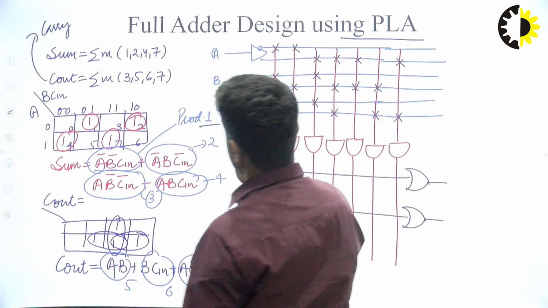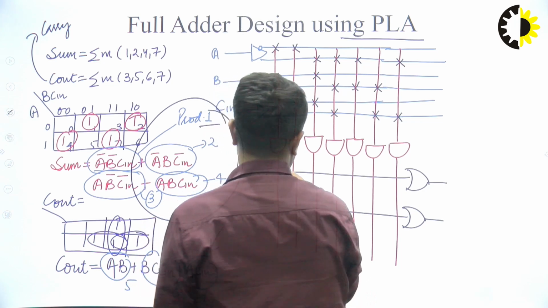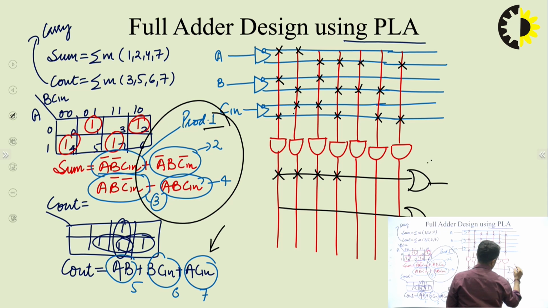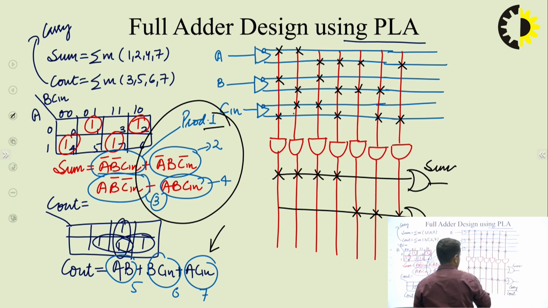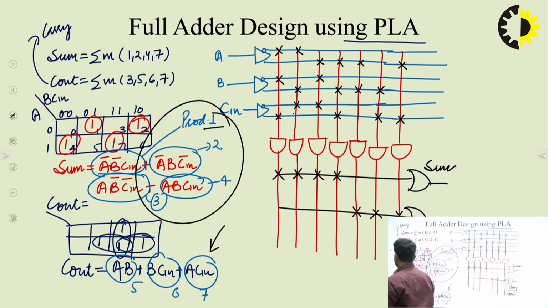Out of this we can see that these 4 products are going to be added together using this first OR gate to produce the sum, and the next 3 products are going to be added to produce the carry, or we have named it as C out. Okay, so the same full adder circuit is designed using PLA in this manner. So now circuit designing using PLA is very much simple.